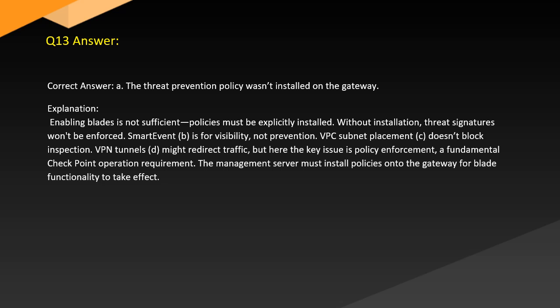VPC subnet placement, C, doesn't block inspection. VPN tunnels, D, might redirect traffic, but here the key issue is policy enforcement. Fundamental check: the management server must install policies onto the gateway for blade functionality to take effect.